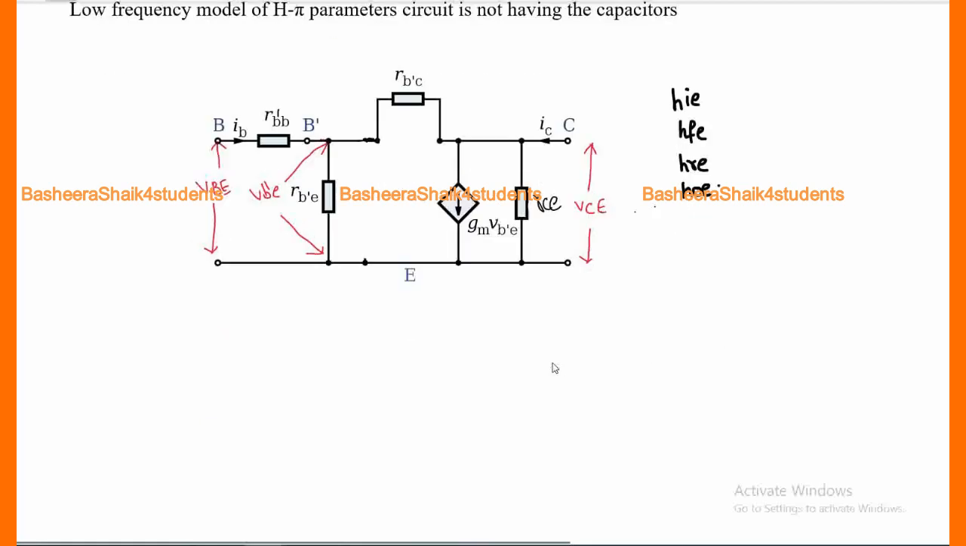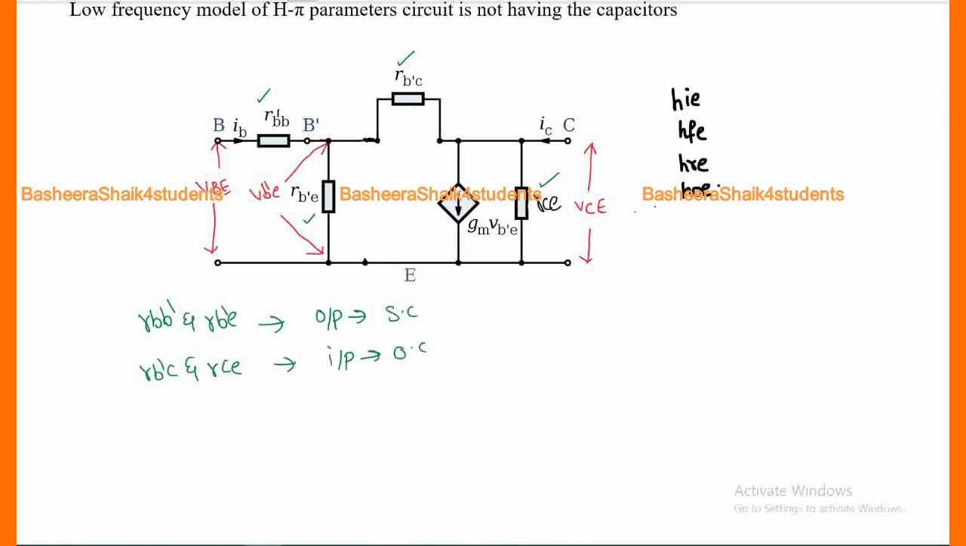Now, for our convenience, we are going to divide the corresponding hybrid-pi parameters into two groups. Simply we can say that rbb' and rb'e are derived by making the output short circuit. rb'c and rce are derived by using the input as open circuit. Now we go to the concept of how to get these components.